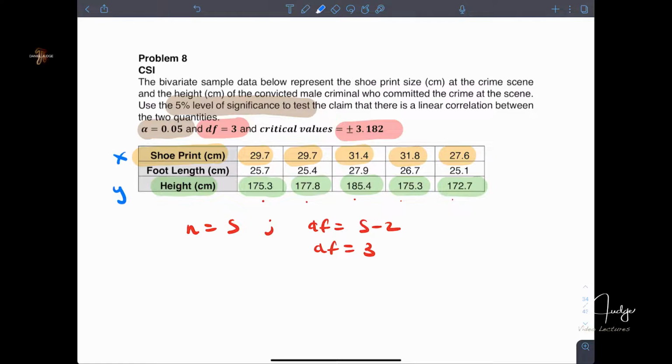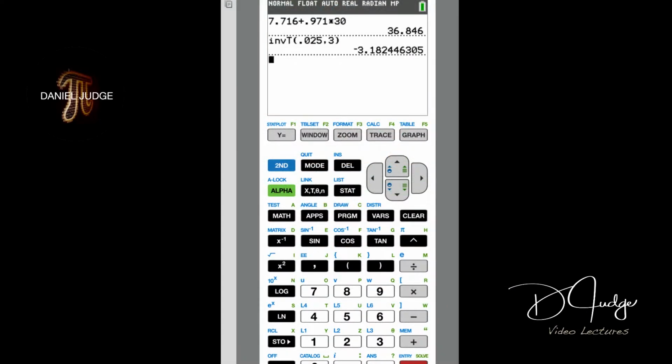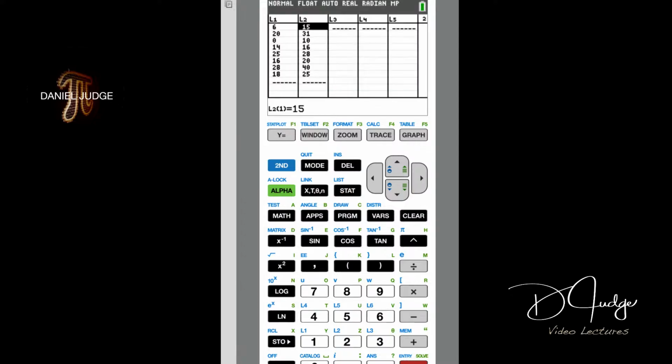Now be careful. They gave you data in a row, not even in a column. So, okay, no big deal. We're going to go to, I believe it's stat, edit, scroll up and clear out that row. Move to the left, scroll up, clear out that row. Now enter your data here.